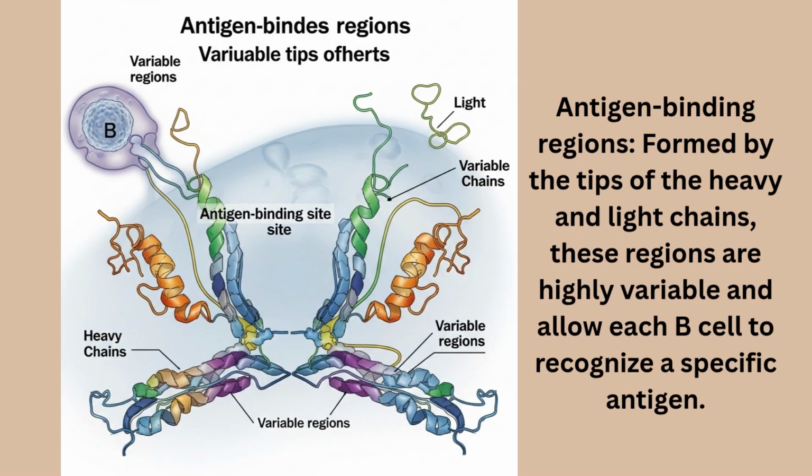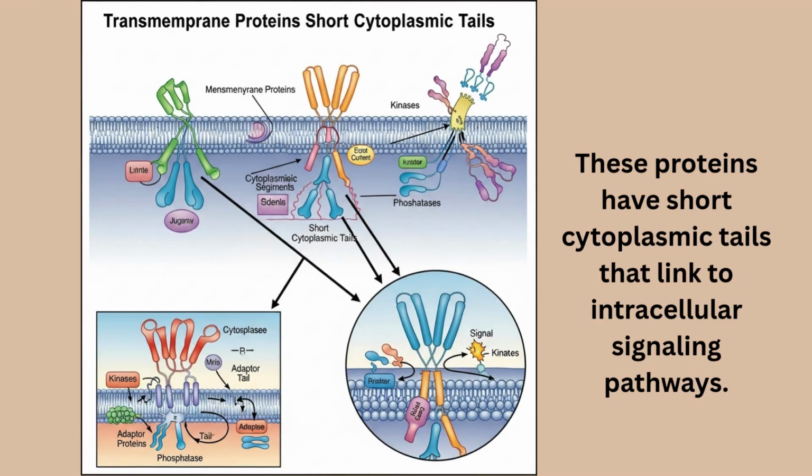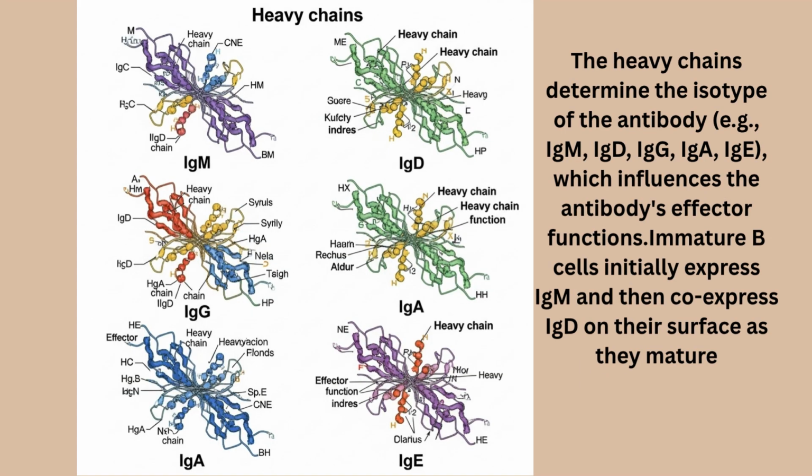Antigen binding regions, formed by the tips of the heavy and light chains. These regions are highly variable and allow each B cell to recognize a specific antigen. Transmembrane proteins. The BCR is associated with a complex of transmembrane proteins, Ig-alpha and Ig-beta, that are crucial for transmitting signals into the cell when an antigen binds. These proteins have short cytoplasmic tails that link to intracellular signaling pathways.